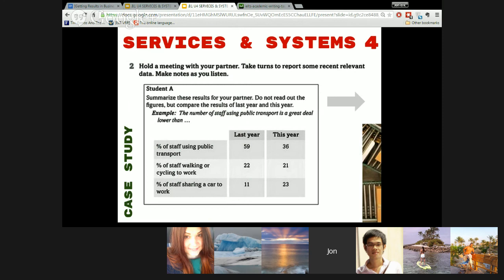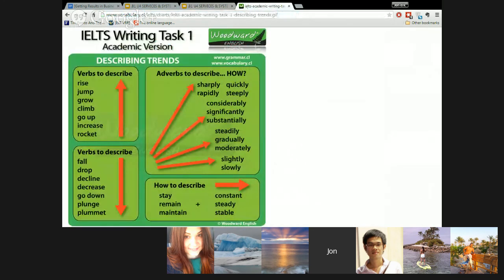Yeah, as Carolina mentioned before, the percentage of staff sharing a car to work decreased this year, from 59 to 36. However, the percentage of staff sharing a car is going to increase, according to what happened before, from 11 to 23%.